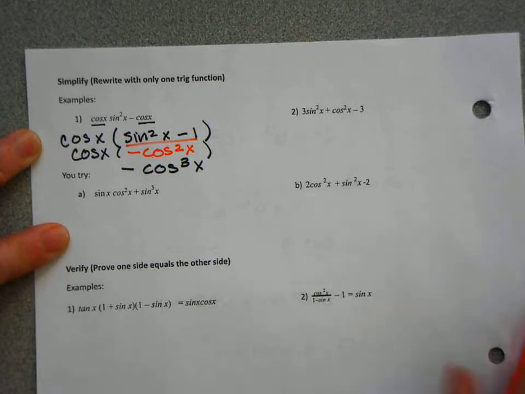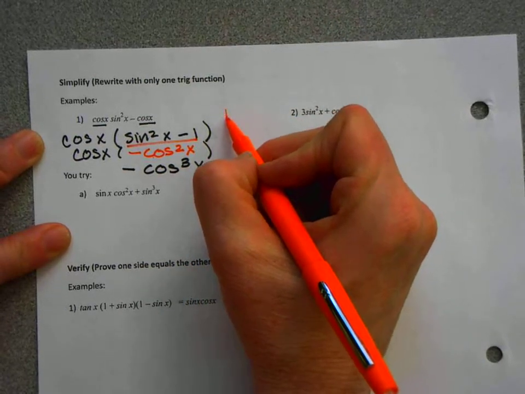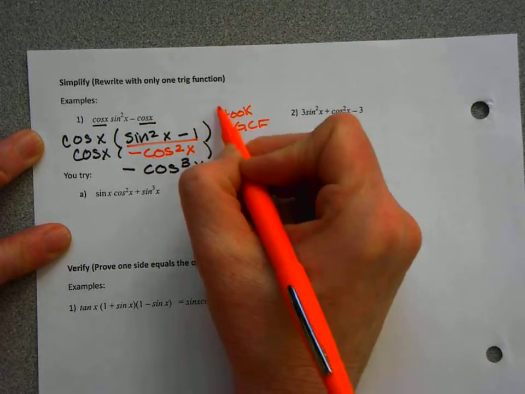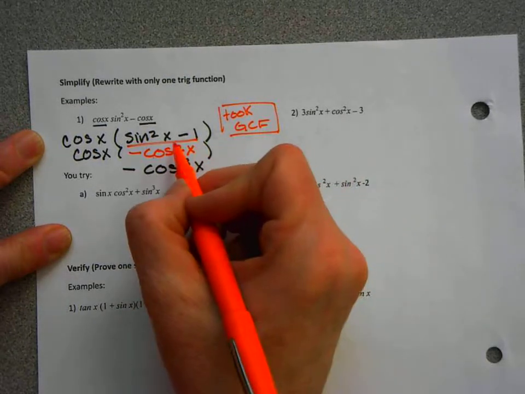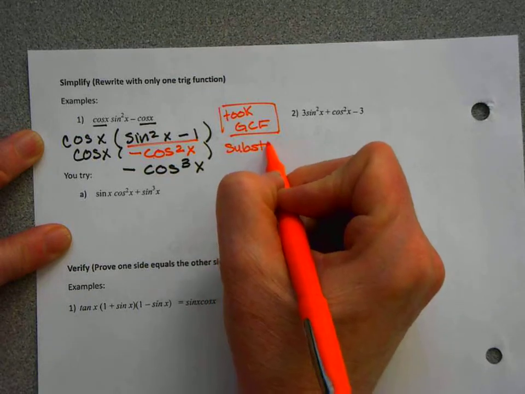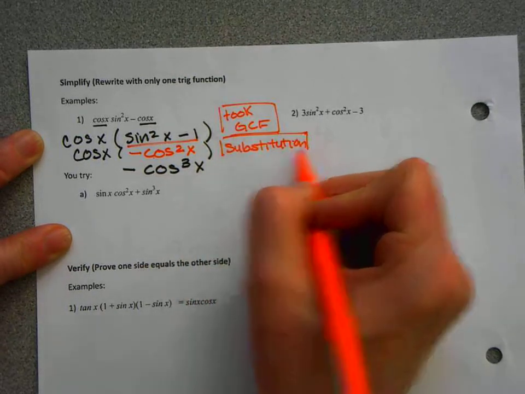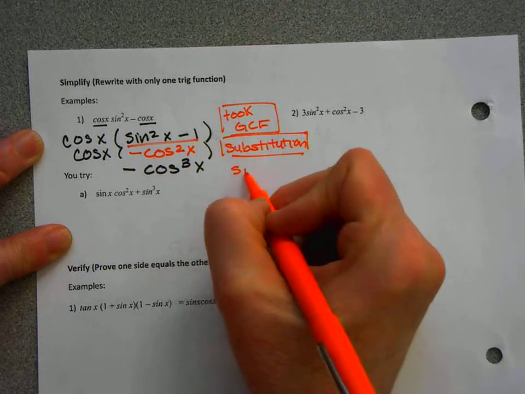Now let's just classify what we did. First, we took a GCF. Box it in. That's a strategy. Do you have a GCF? Then we made a substitution. I'm often going to shorthand that from now on, but we can make a substitution. And then we can simplify with algebra.